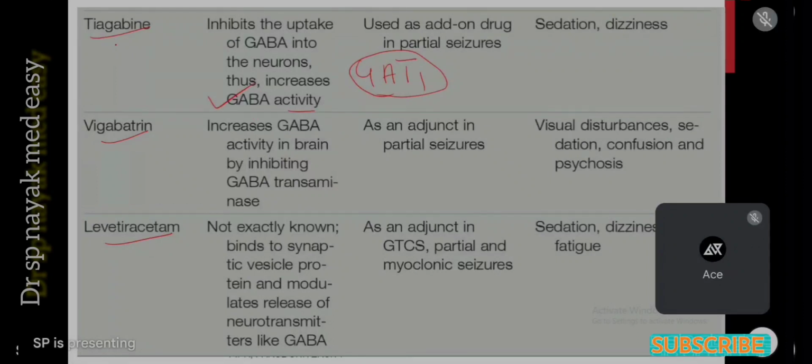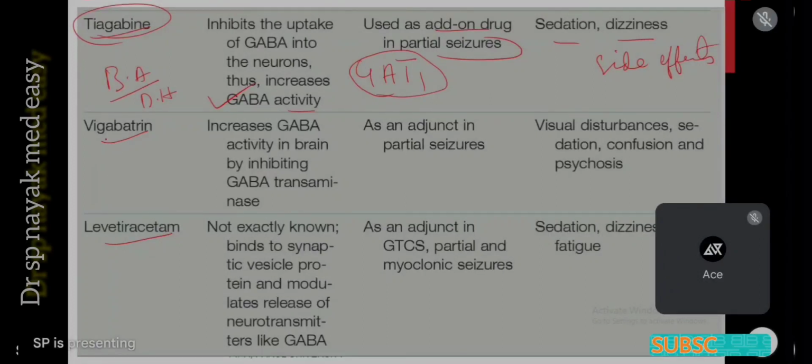Tiagabine is not commonly used as monotherapy. It is always given as add-on therapy, particularly for partial seizures. Sedation and dizziness are common side effects. Tiagabine, we don't see much in our hospital. Tiagabine is not a broad-spectrum anti-epileptic. Always, broad-spectrum anti-epileptic drugs, or drugs with a long duration of action, or those with 2 to 3 mechanisms, are commonly suggested for epileptic conditions.